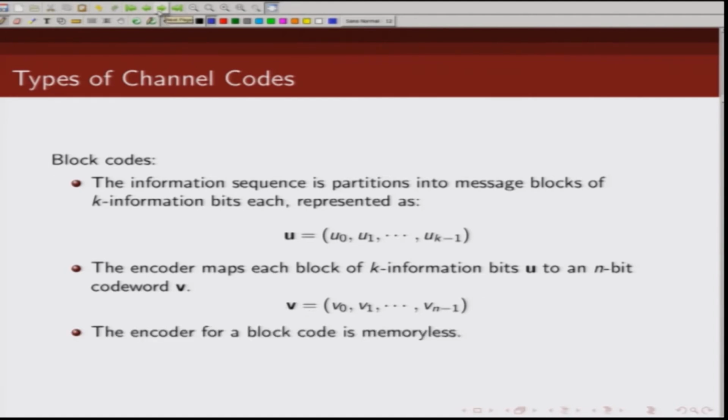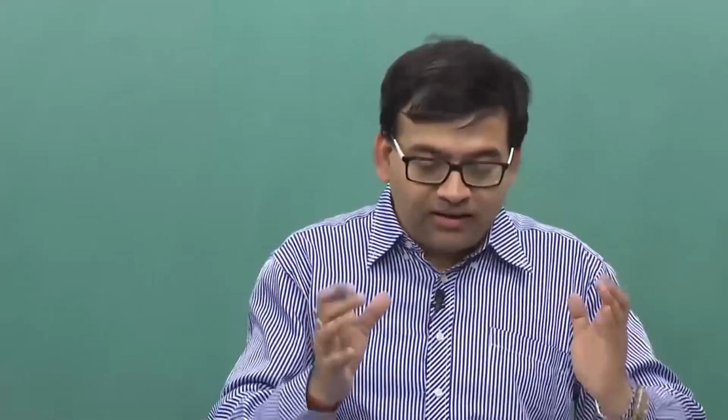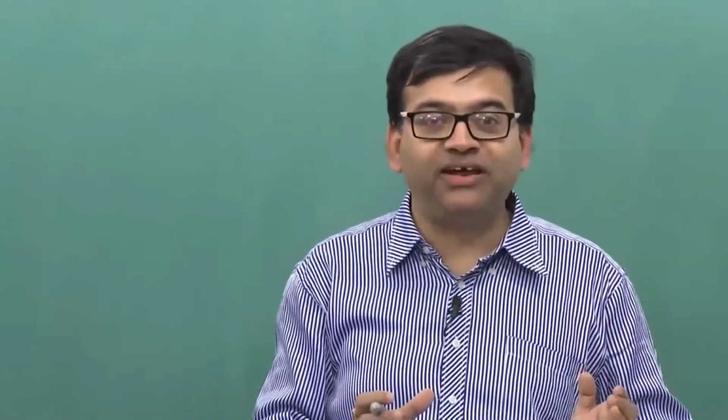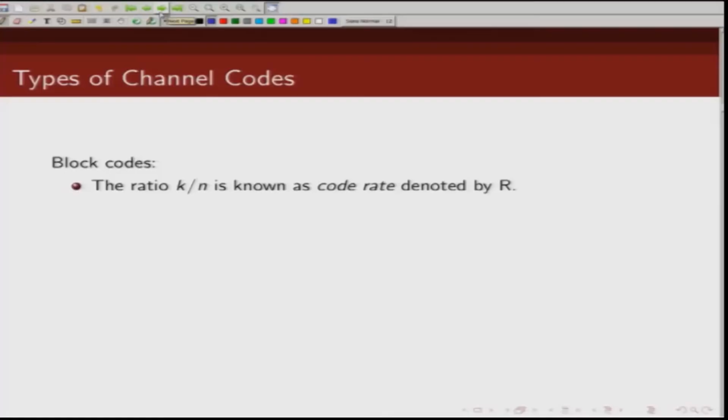Now, in block codes the encoder is memoryless. What do we mean by that? When we encode a block of k bits, our output depends only on that current block of k bits. It does not depend on what the previous blocks of data were. That is one property of block codes which makes it different from convolutional codes. Block codes are memoryless.